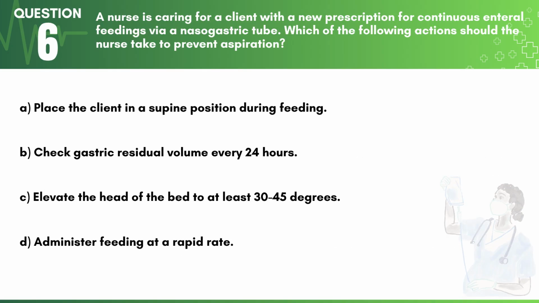Question 6. A nurse is caring for a client with a new prescription for continuous enteral feedings via a nasogastric tube. Which of the following actions should the nurse take to prevent aspiration? A. Place the client in a supine position during feeding. B. Check gastric residual volume every 24 hours. C. Elevate the head of the bed to at least 30 to 45 degrees. D. Administer feeding at a rapid rate.